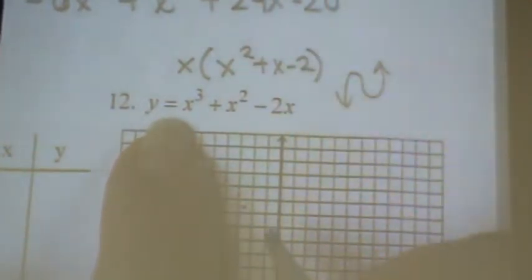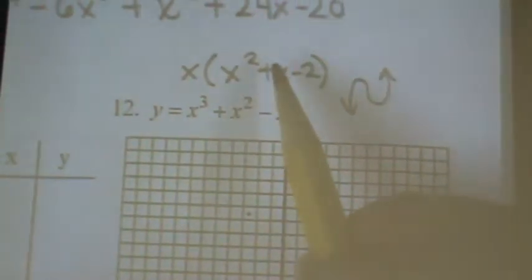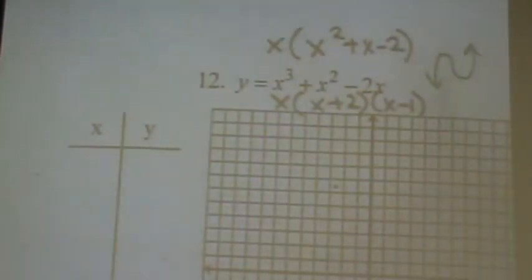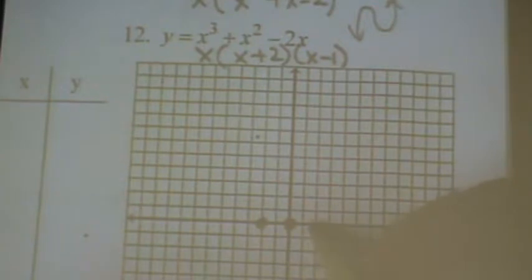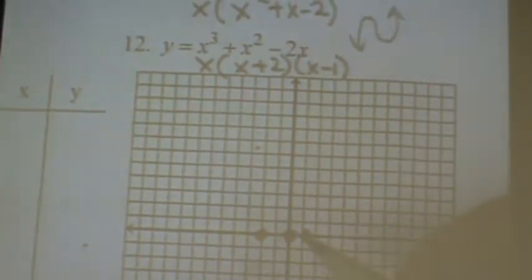Okay, how do you factor that? How do you factor this? This is the part where we struggle. x plus 2, x minus 1. So it's going to be x times x plus 2 and x minus 1. Good job. So what are your zeros? 0, -2, and +1.